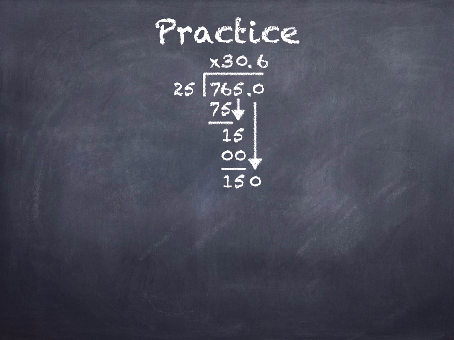So now I've shown that 30 wholes and 6 tenths can go in each of my 25 groups. 6 times 25 is 150, and I don't have any left over.